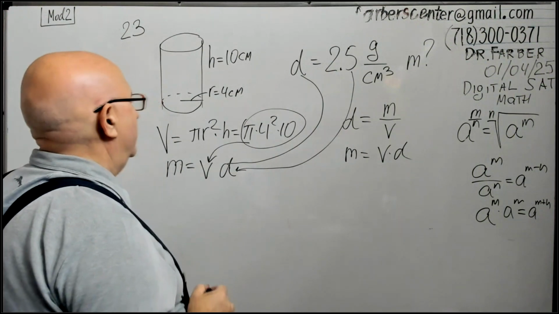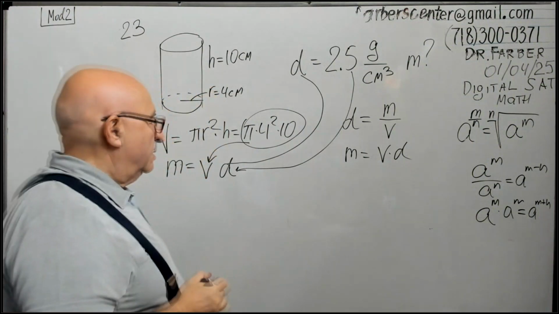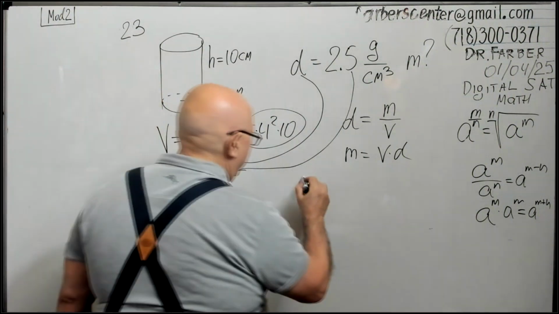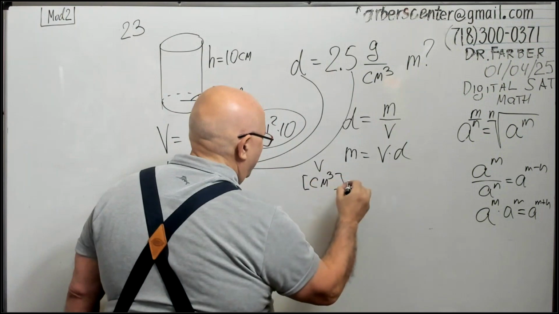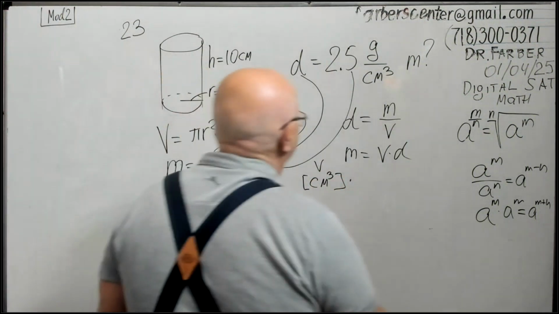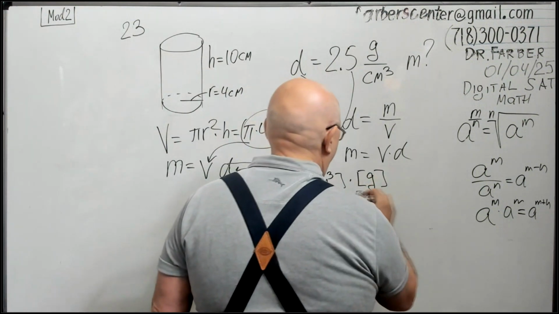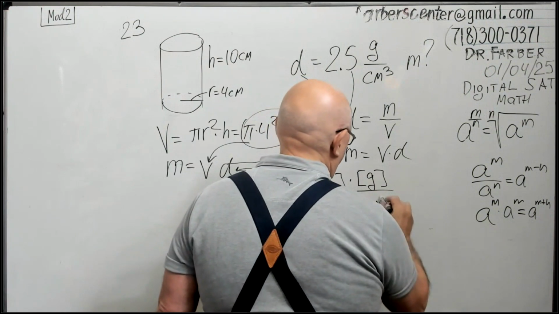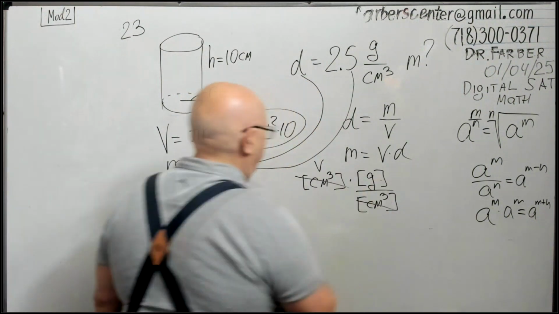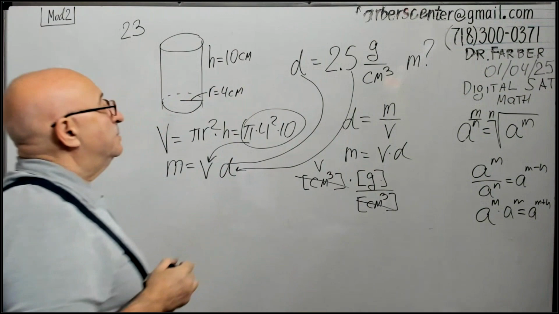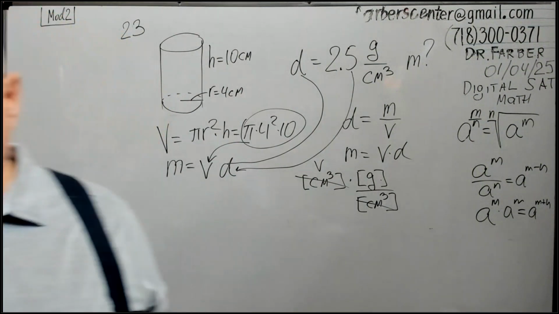How to be sure that you did it correctly? Look at this, volume, how we check in science results. Volume, use square brackets, is cubic centimeters. Density is gram divided by cubic centimeters. After they cancel out, the result is supposed to be gram, and this is mass. Easy, just one line. Who understands this 100%? 100%.